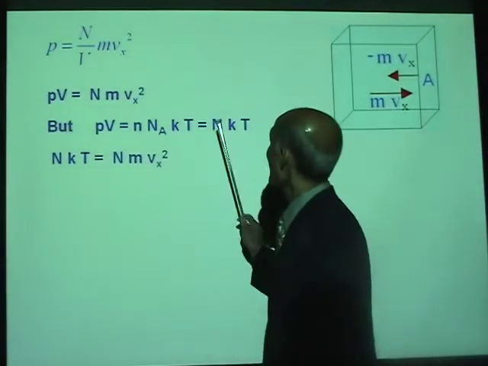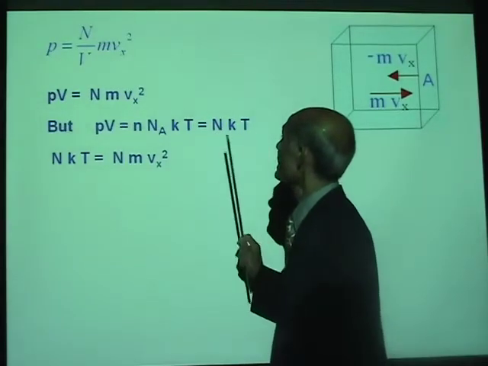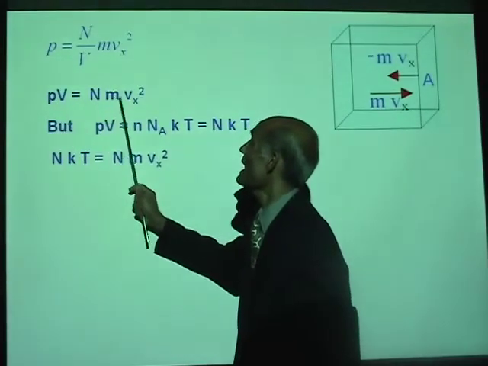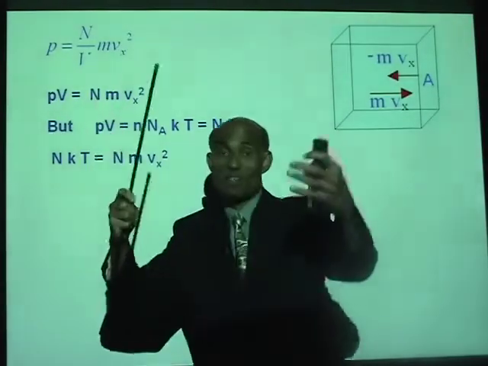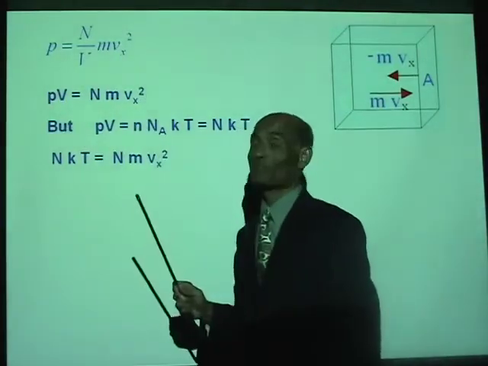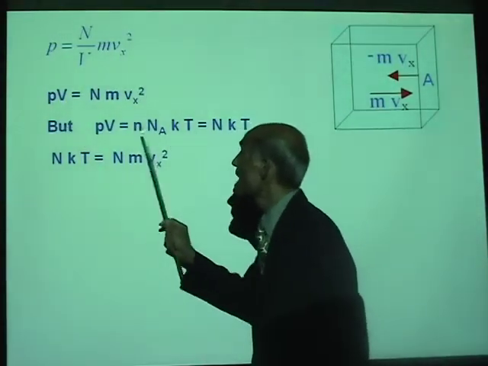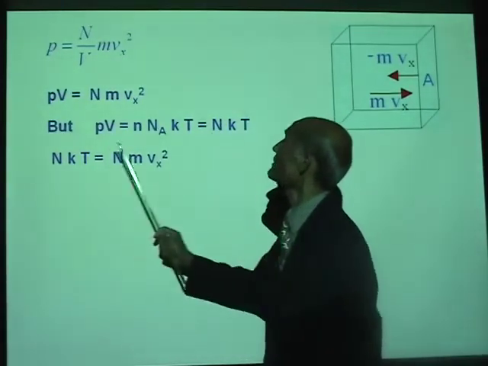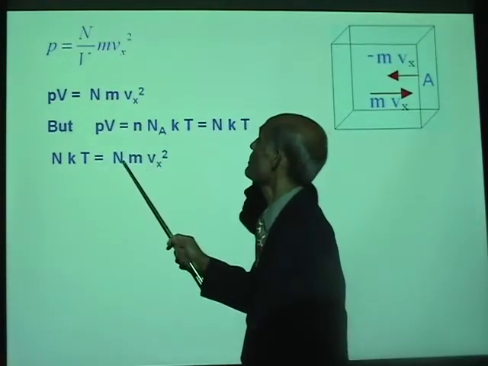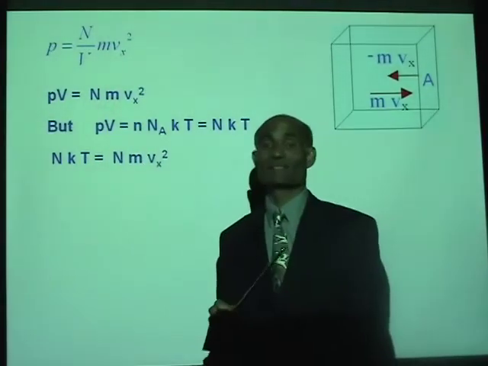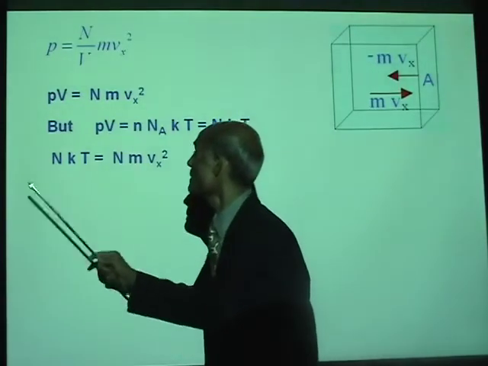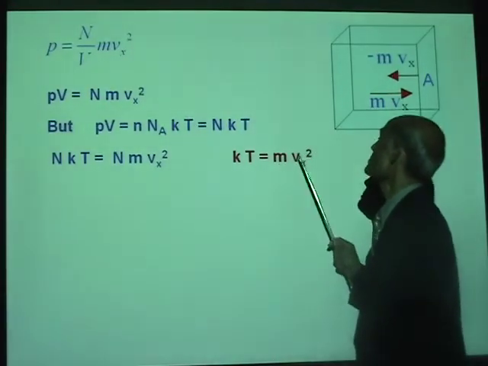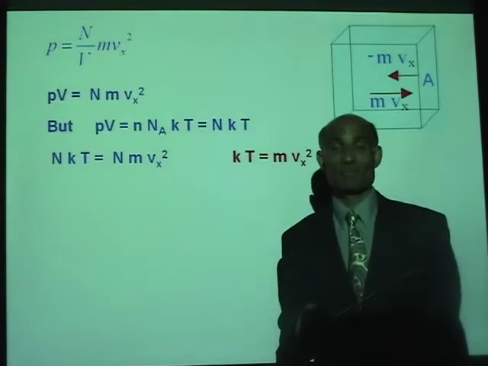So what we have now is NkT. I'm equating here, we know that PV equals Nm Vx squared from our assumptions. This is from our assumptions. And this is from the universal gas law, PV equals NkT. So we will take this result, NkT, and set it equal to Nm Vx squared. Alright, you can see N and N will cancel from both sides. And what does it give you? kT equals m Vx squared.